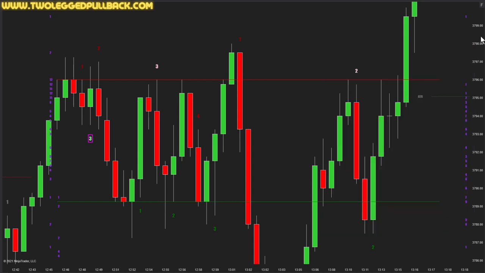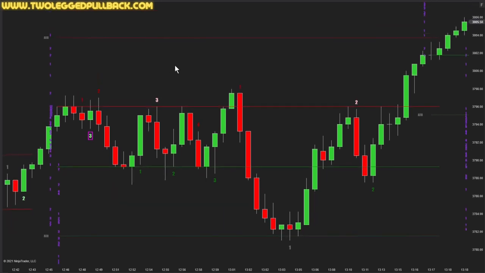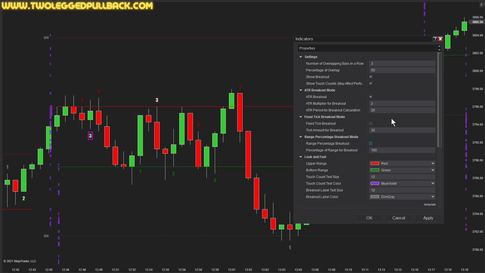If we look at the charts, we can see that this dotted line is exactly where 2 times the ATR is, above and below. We can also see on the left side that it is labeled ATR. That's because you can have multiple breakout modes running at the same time. This helps distinguish which line is for which breakout mode. The fixed tick breakout mode uses a fixed tick amount above and below the trading range in order to detect a successful breakout. The default is set to 32, which is 8 points.